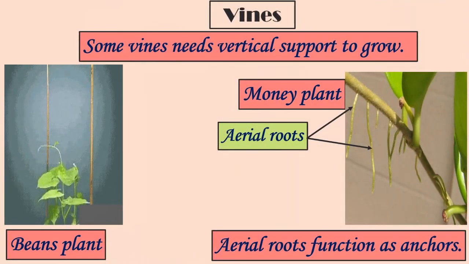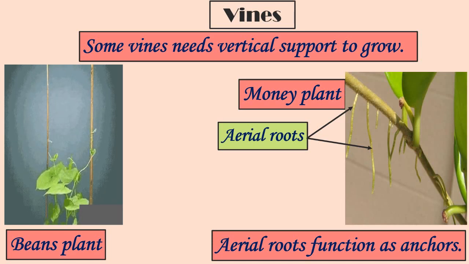The stems of vines are soft, green and very flexible to permit bending, twisting and coiling. It grows rapidly with the help of a support. Vines can cover anything like walls, fences in its path with leaves. Some vines like beans plant need vertical support for growing as shown in the picture.